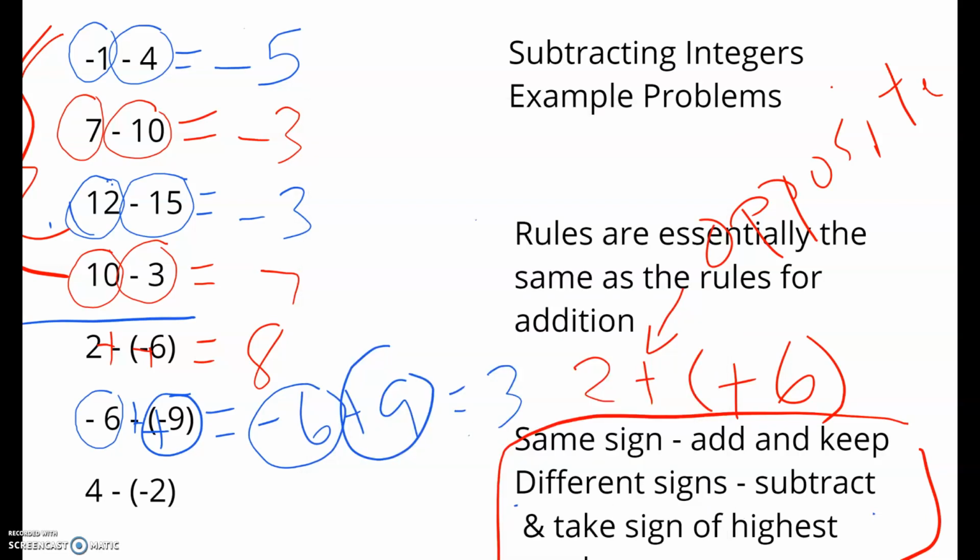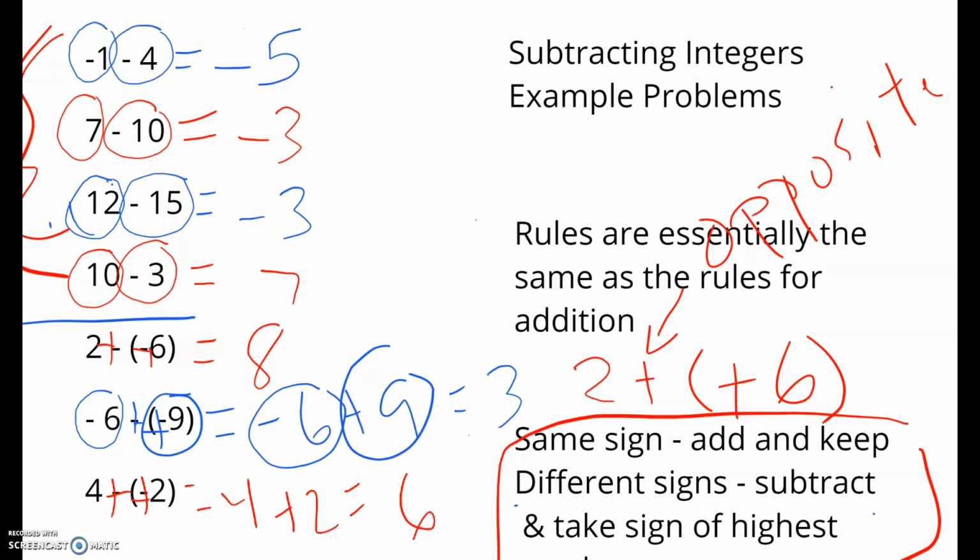Last one. We're going to do the exact same thing. We have 2 negatives in a row, so one tells me to take the opposite of the other. And so basically both of those negatives are going to go away and become positives. And we end up with a problem that's actually 4 plus 2. 4 plus 2 is 6.